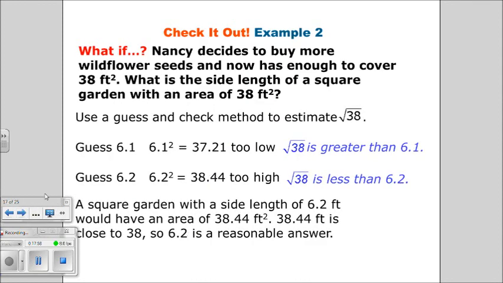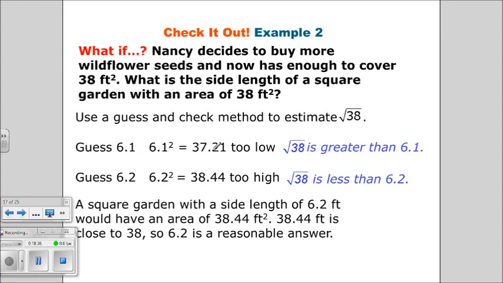So from that, what if Nancy decides to buy more wildflower seeds and now has enough to cover 38 square feet? What is the side length of a square garden with an area of 38 square feet? Use the guess and check method to estimate the square root of 38. Again, the square root of 38 could be 6.1 or 6.2, greater than or less than. So let's guess.